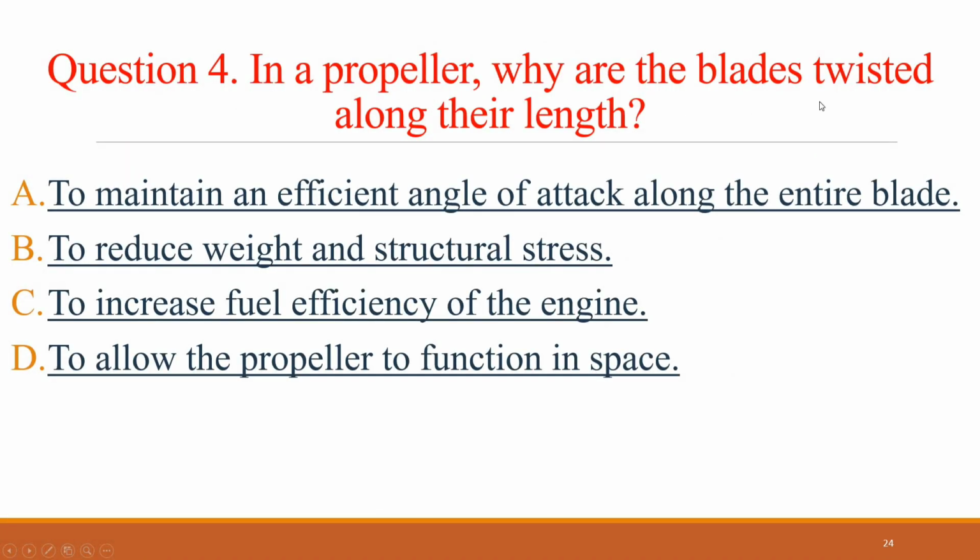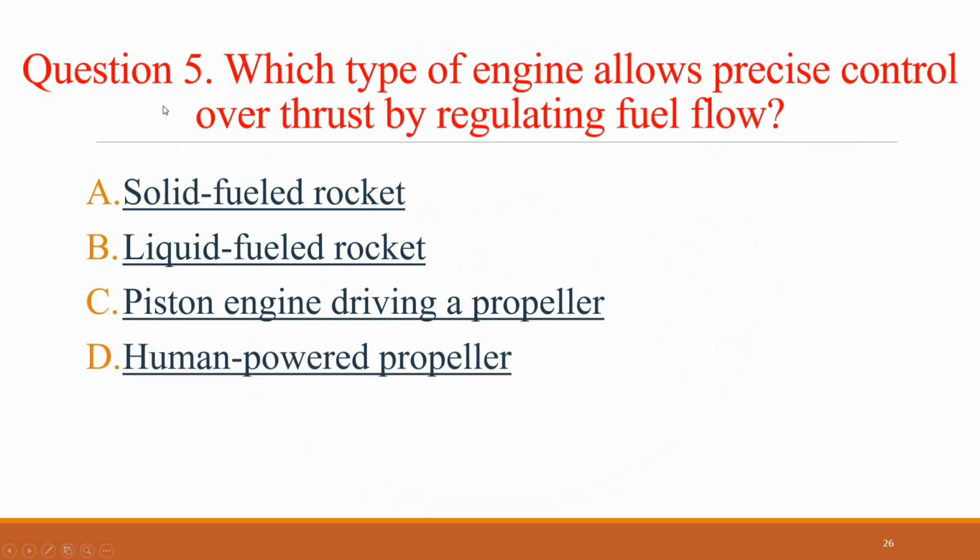Question 4. In a propeller, why are the blades twisted along their length? The correct answer is to maintain an efficient angle of attack along the entire blade. Question 5. Which type of engine allows precise control over thrust by regulating fuel flow? The correct answer is liquid-fueled rocket.